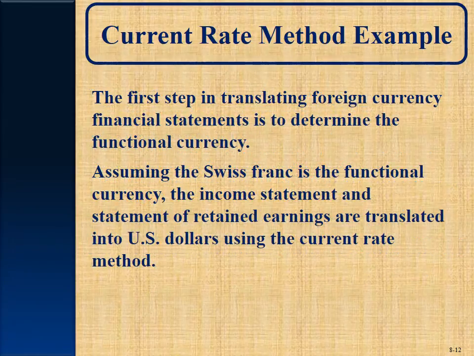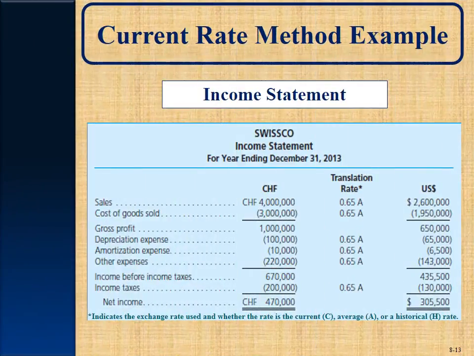The first step in translating a foreign currency financial statement is to determine the functional currency. So we're going to assume here that the Swiss franc is the functional currency. Because of that, we are going to use the current rate method to translate those financial statements to US dollars, because that is what GAAP allows for. So here's how we will translate Swissco's December 31st income statement.